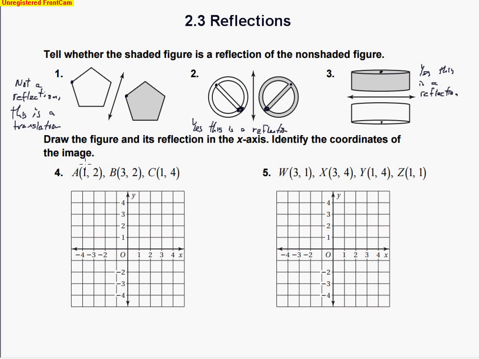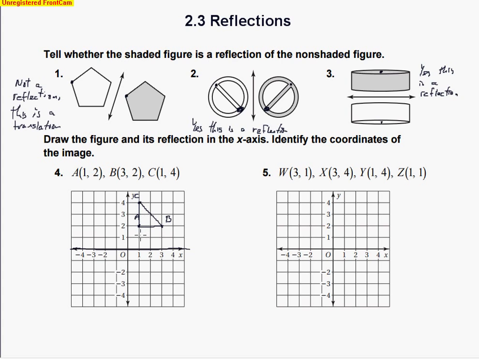So taking a look at the next set of directions, that asks us to draw the figure and its reflection in the x-axis. So we're reflecting about this x-axis. So here's my x-axis. So this is going to be like a mirror right here along this x-axis. And so we're just going to reflect it from one side to the other side. So let's start by plotting these points, 1, 2. And this is A. And then 3, 2. This would be B. And then 1, 4. This would be C. So connecting those points, this is the shape I've got.